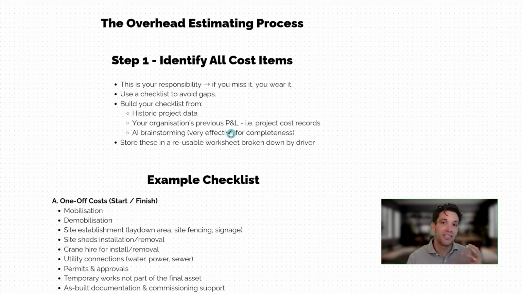It's not going to be in the scope of works. If you miss it, you wear it. The very simple and straightforward way is you should have a checklist for all your projects that contains a superset of every possible indirect cost.